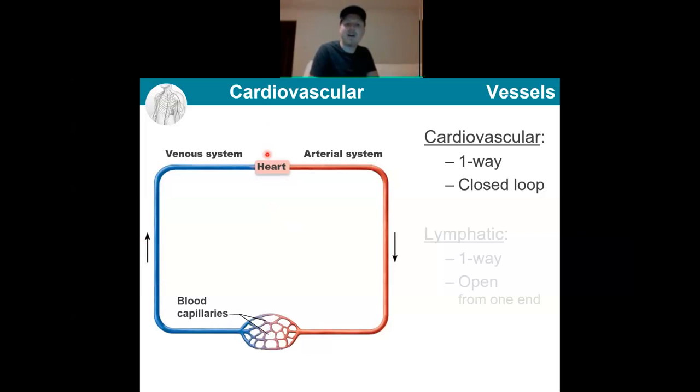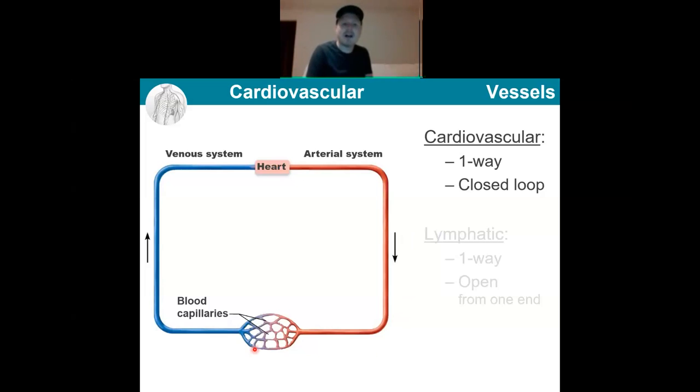This is the systemic loop of our cardiovascular system. So we have our heart, and then we have our arteries, our arterioles, and then our capillaries. And then we have our venules and veins, and the blood goes back to the heart. This is the systemic loop.